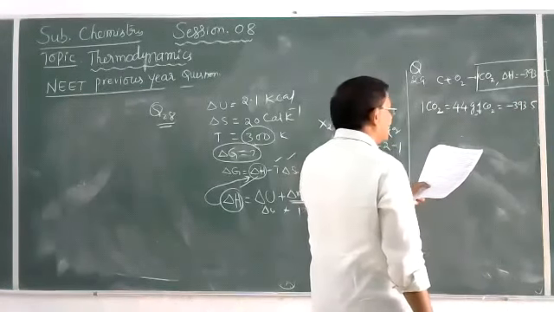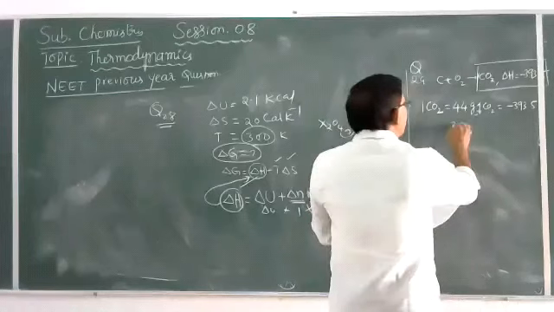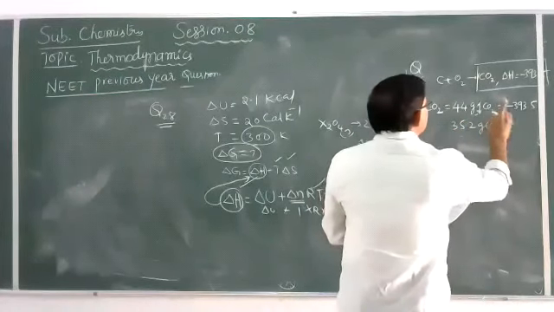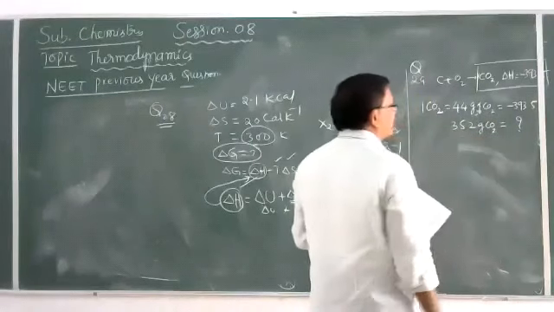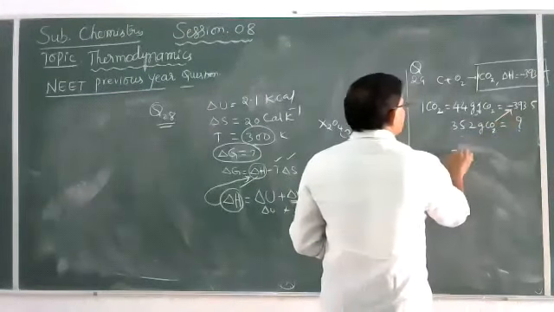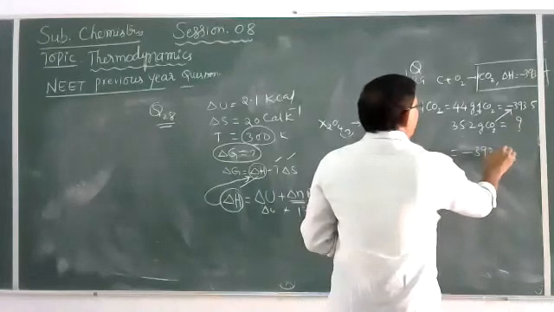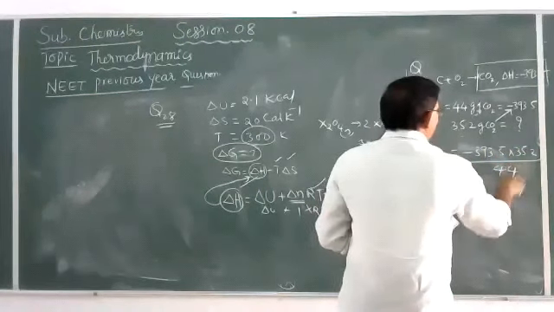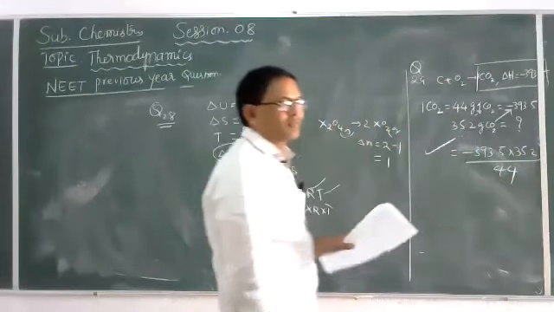But the question is for 35.2 grams of carbon dioxide produced, then how much heat is liberated? Cross multiply this. That is minus 393.5 into 35.2 divided by 44. Then we'll get the answer. Calculate it.